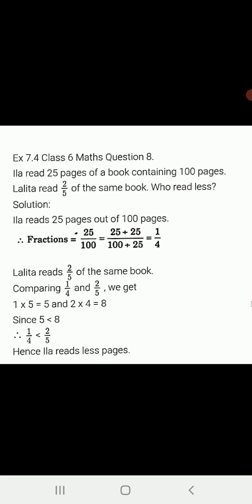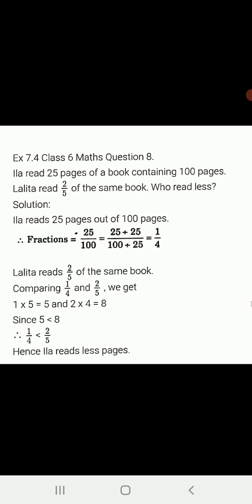So we should change the number 25 to a fraction and we should compare it and say which one is greater and which is less, so that we can find who read less number of pages. Solution. Ila reads 25 pages out of 100. So we can write it as a fraction, 25 by 100, which means out of 100 pages, how many pages she had read? 25.